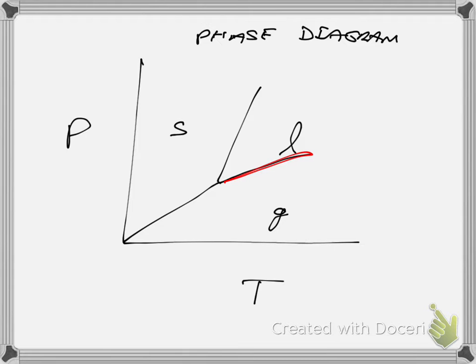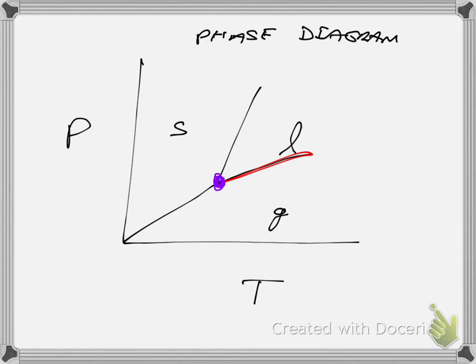So anywhere along that line, there is both condensation and evaporation happening at equal rates, and so we say that the gas and liquid states are in equilibrium all along that line, which is again where vaporization and condensation are taking place.